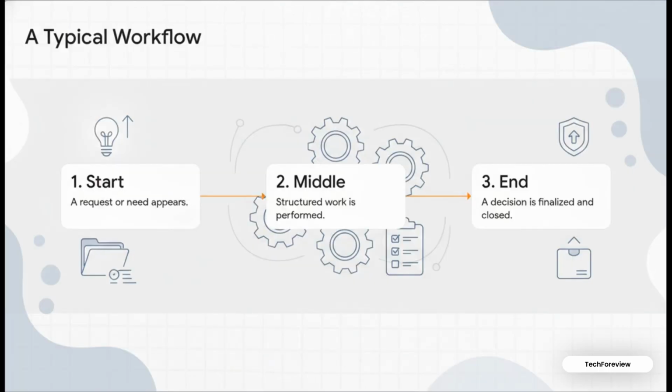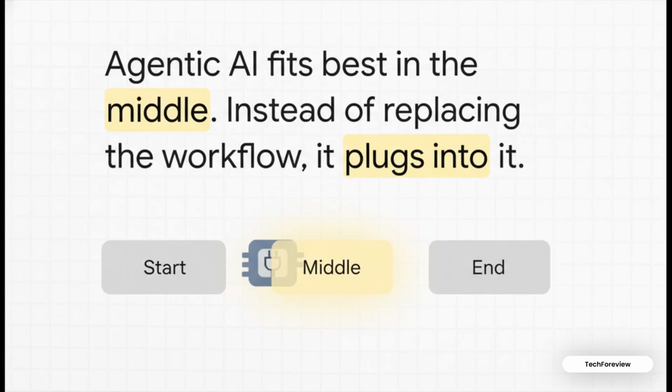Now, if you think about most of the workflows we deal with, they usually have three basic parts, right? There's a start, a middle, and an end. And this is the key. Agentic AI fits right in the middle. It's not designed to handle the start or the end. Instead, it just plugs into that middle part to take care of these structured, repeatable steps.